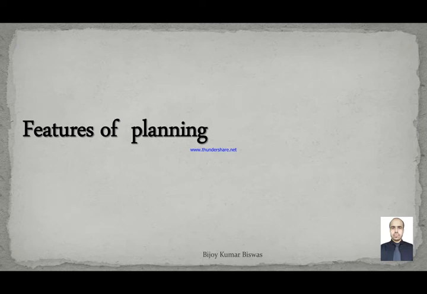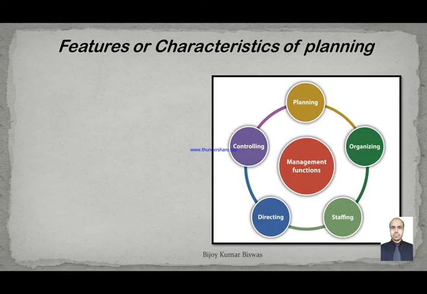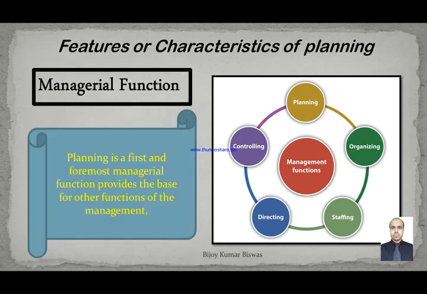Now we can see the features of planning, or the characteristics of planning. In the picture we can see the planning features: managerial function, goal oriented, pervasive, continuous activity, intellectual process, futuristic, decision making. We will discuss these points later. The first feature of planning is that planning is the first and foremost managerial function, providing the base for the functions of management.